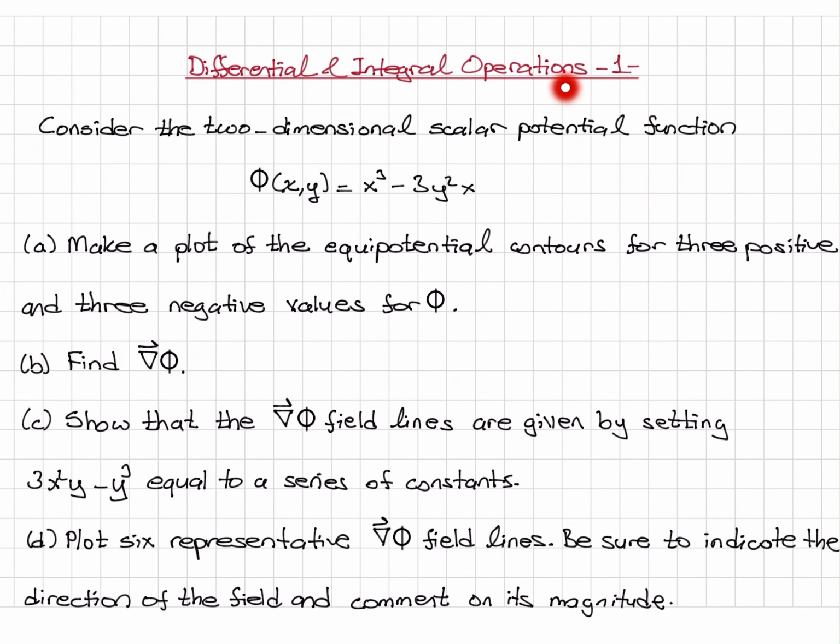Differential and integral operations 1. Consider the two-dimensional scalar potential function phi of x, y is equal to x cubed minus 3y squared x. Part A, make a plot of the equipotential contours for 3 positive and 3 negative values for phi.